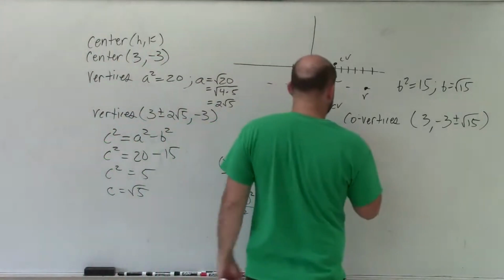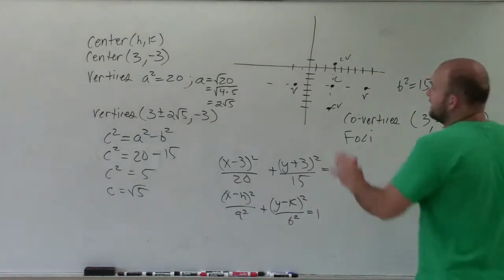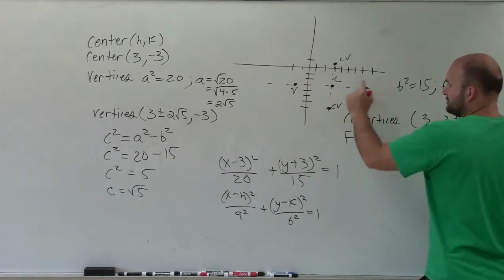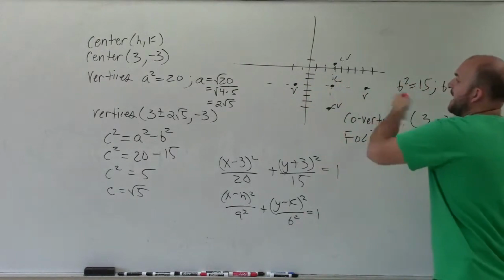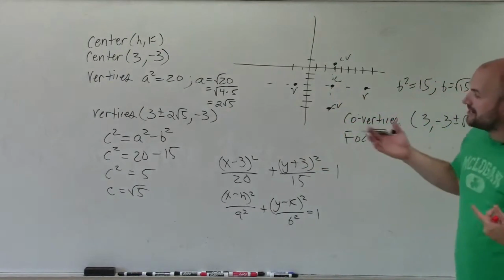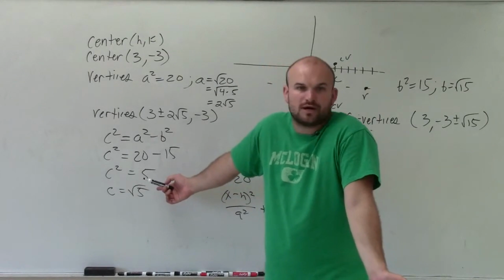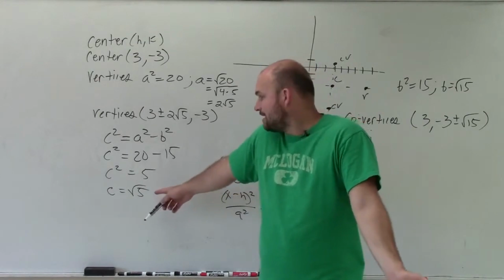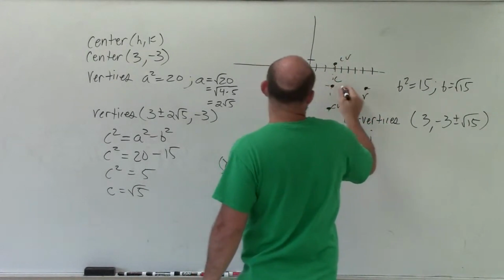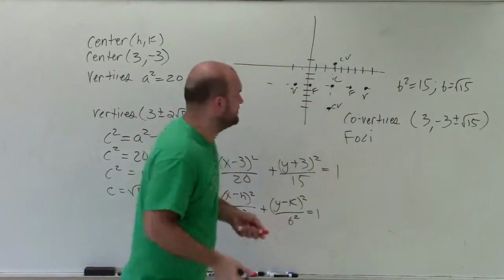Okay, to find the foci, I'll do this on the same side. Remember, the foci are on the major axis. It's on the same axis as the vertices, center, and the other vertex. So therefore, I'm going to be adding left and right from the center, just like I did with the vertices. Again, to estimate, this is going to be between 2 and 3. So it's going to be left 2 and a decimal, and right 2 and a decimal. You can find the exact value again if you want to.